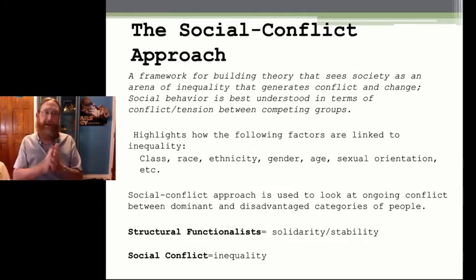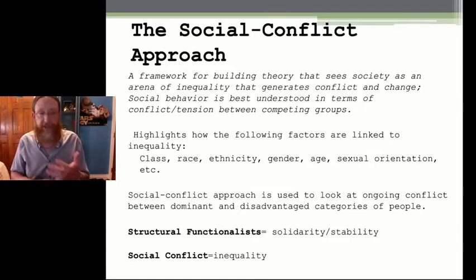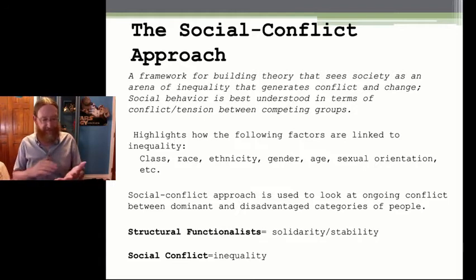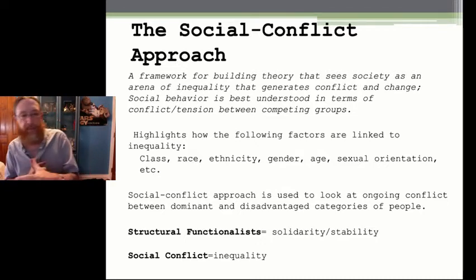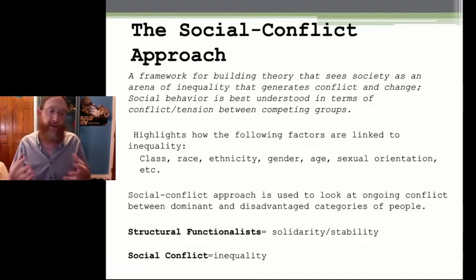So it starts off the same way: a framework for building theory that sees society as an arena of inequality. That's what I said before, that generates conflict and change. And from this perspective, social behavior is best understood in terms of conflict, tensions amongst competing groups. Okay, so what are some of the highlights or the factors that are linked to inequality? Class, race, ethnicity, gender, age, relationship orientation, all sorts of things, right?